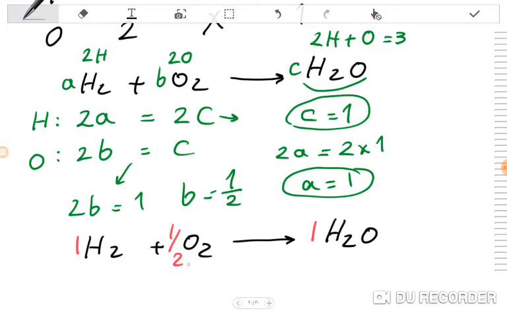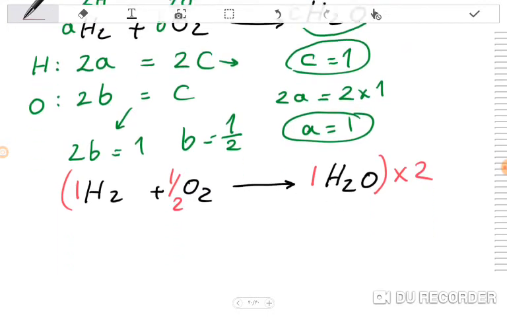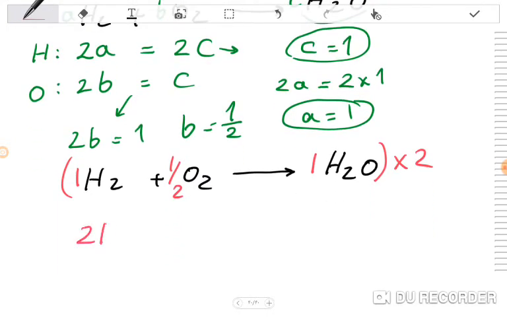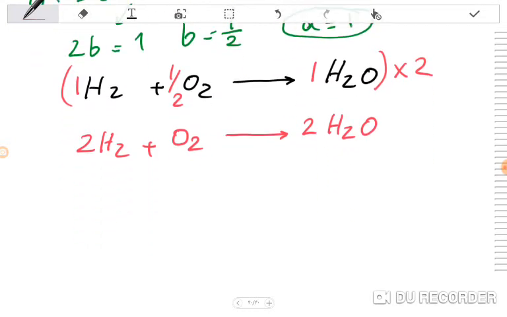We have a fractional coefficient. For this reason, we must multiply both sides by 2. After that, we have 2H2 plus 2 multiplied by 1 over 2 is 1, O2. We don't write 1. And right side we have 2H2O. The equation is balanced because the number of hydrogen, number of oxygen.